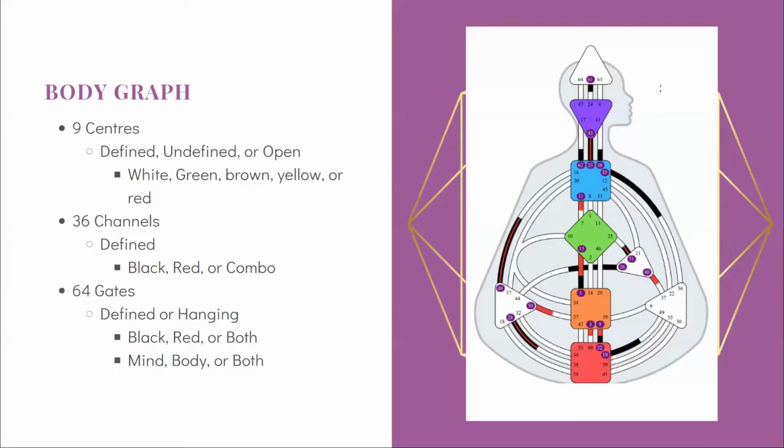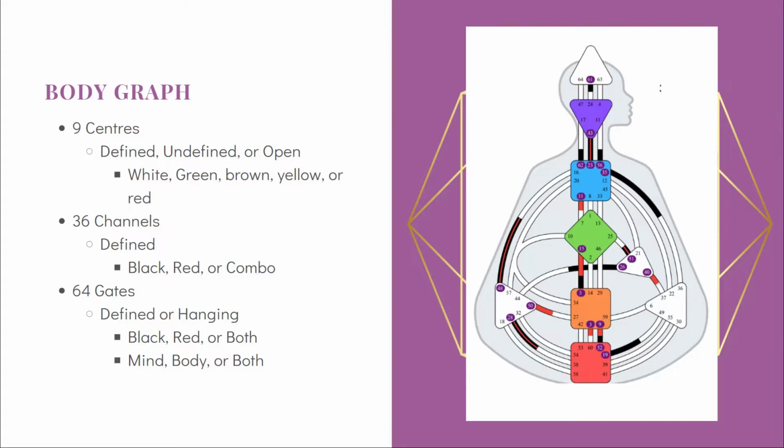So starting with the body graph portion of the chart, you'll see that there are 9 centers. Those are the triangles, squares, diamonds that have the numbers within them. Those centers can be defined. So if they're colored in, they're defined. If they are white, they are undefined or open, depending on the gate activations within each center.